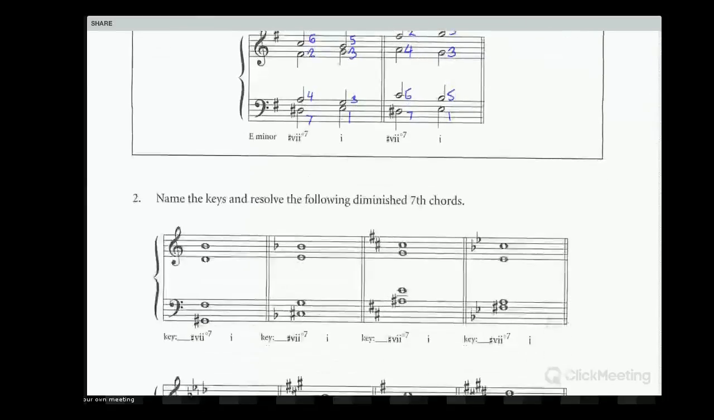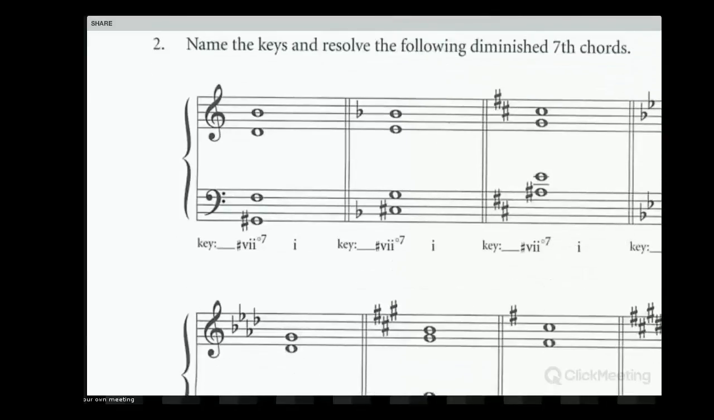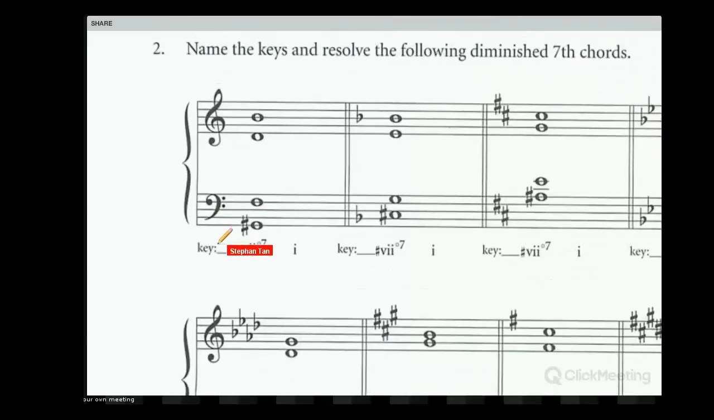So let's try a couple of these examples here. All right, so the first example is in the key of A minor. So I'll write down A minor. Okay. I'm going to number all these notes. In A minor, G sharp is 7. F is 6, right? D is 4. B is 2. So all we have to do now is follow the numbers. 7 to 1. 1, of course, is A. 6 to 5.